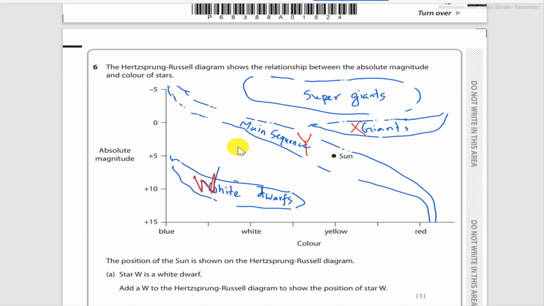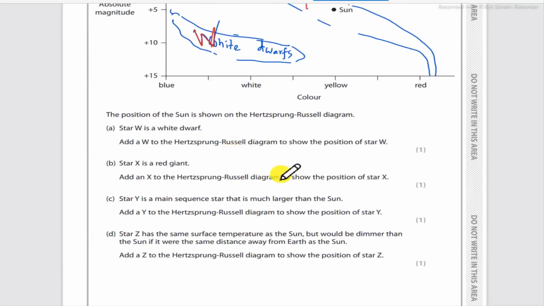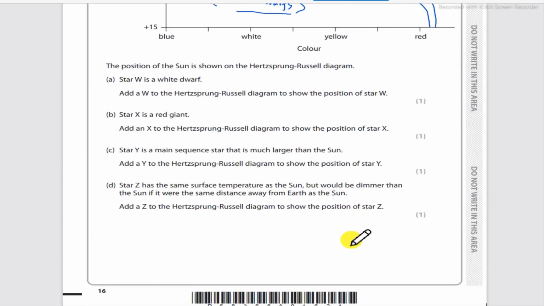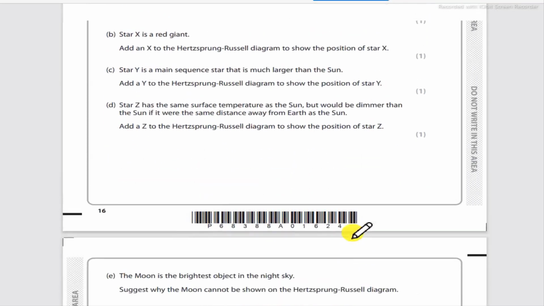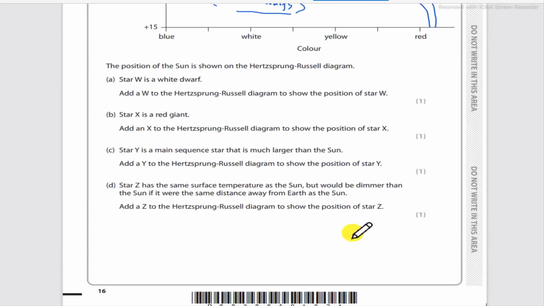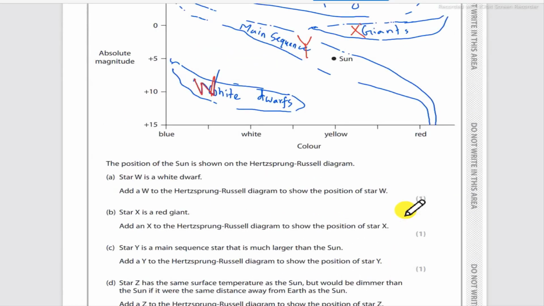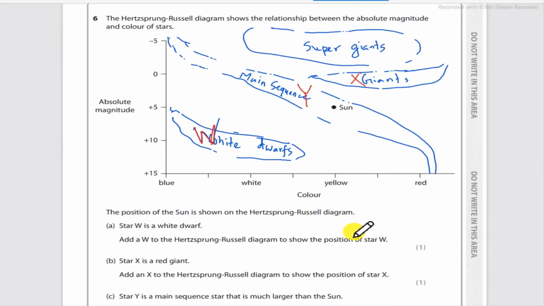And star Z has the same surface temperature as the sun, but it would be dimmer than the sun if they are the same distance away from the earth as the sun. Add Z to the Hertzsprung-Russell diagram to show the position of star Z. So the position of Z will be below the sun.